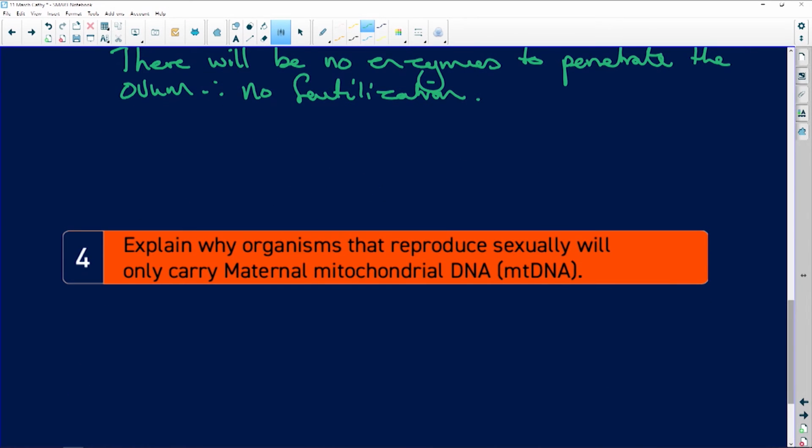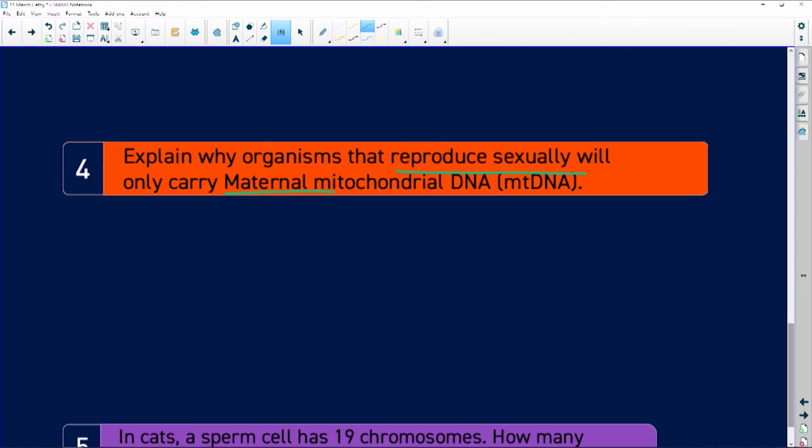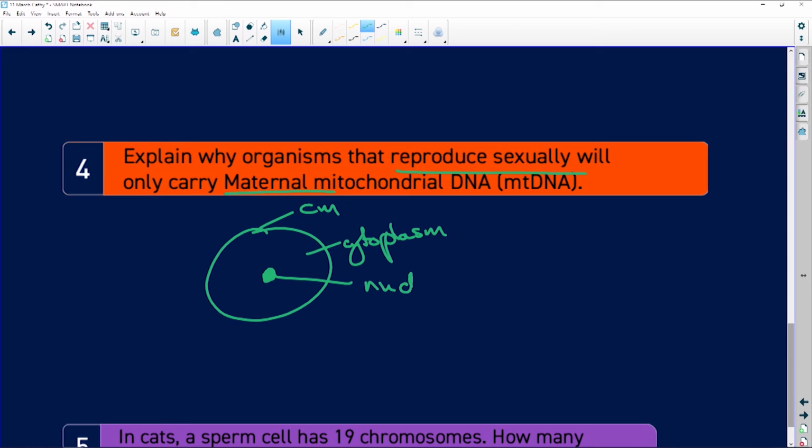Our last question, which is not going to take long: explain why organisms that reproduce sexually will carry maternal mitochondria only. And I'm going to quickly draw something here. You've got your egg cell, or your ovum. There is the nucleus. It's got a cell membrane, it's got cytoplasm, and that nucleus is going to be haploid. And listen, I'm drawing this. You must be able to write what I'm going to tell you now. And then it's got lots of little mitochondria. And it's in those mitochondria that we're going to have your mtDNA.